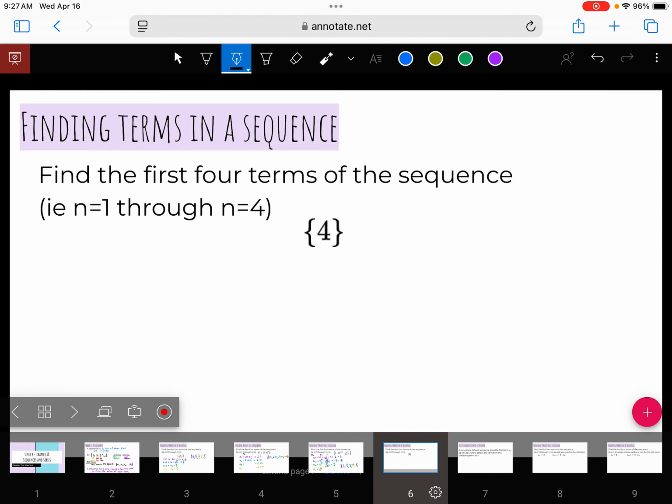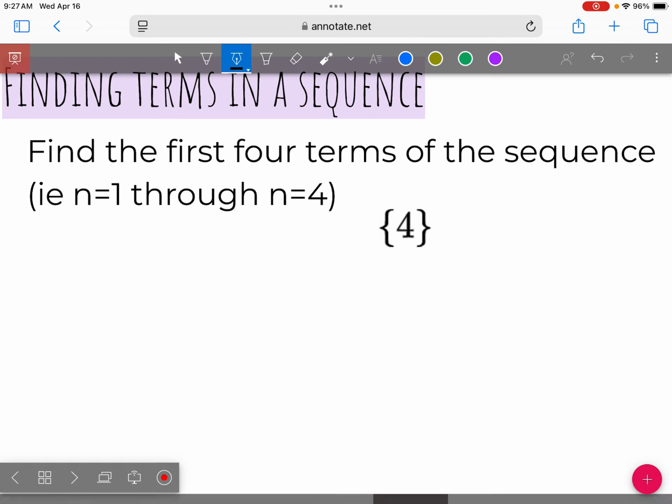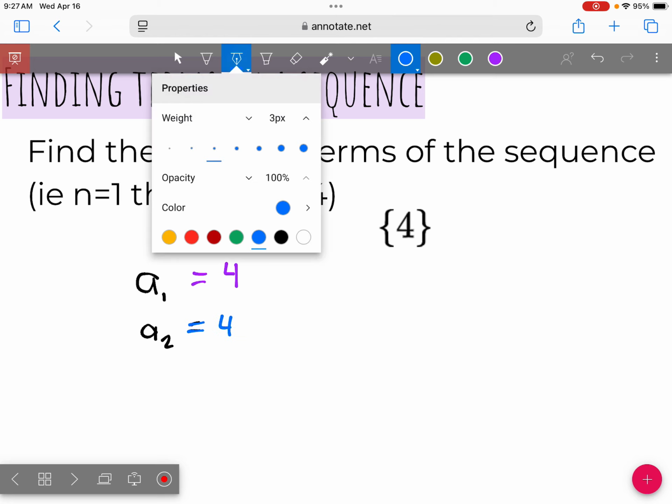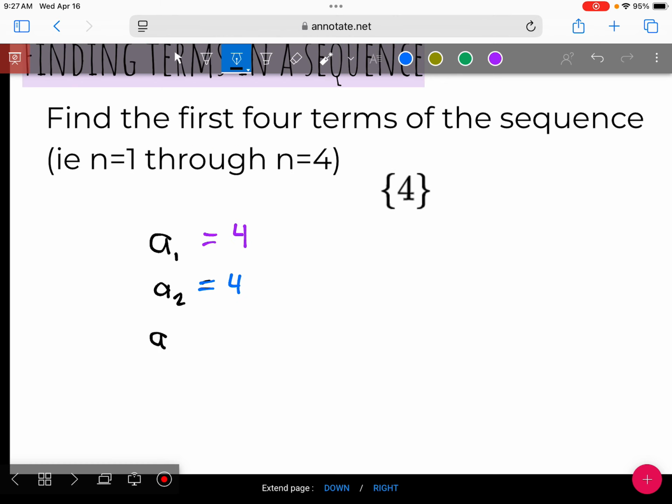4, all the way. So what is a sub 1? 4. What is a sub 2? 4. Y'all caught on to that way faster than my last couple of years have. It equals 4. There's no n to substitute in. It just is 4. So if we were trying to graph this, it would be a line. But it's a sequence because we're going to do things with them eventually, like sums of them. It would just be 4.